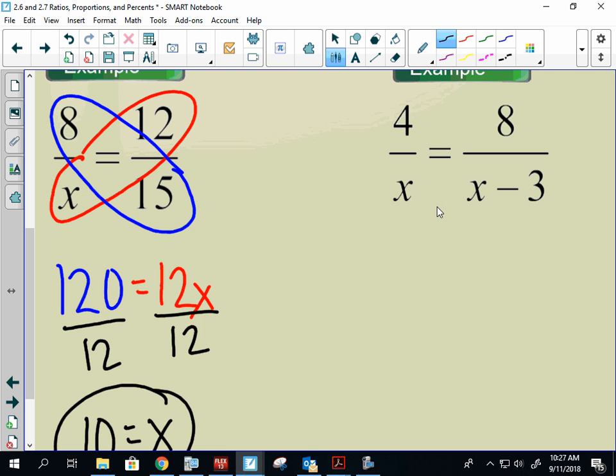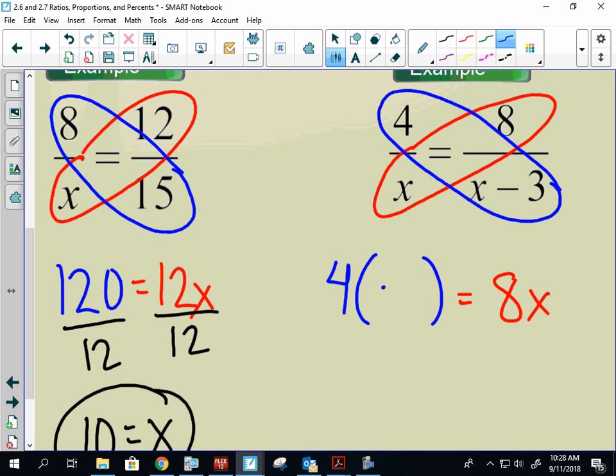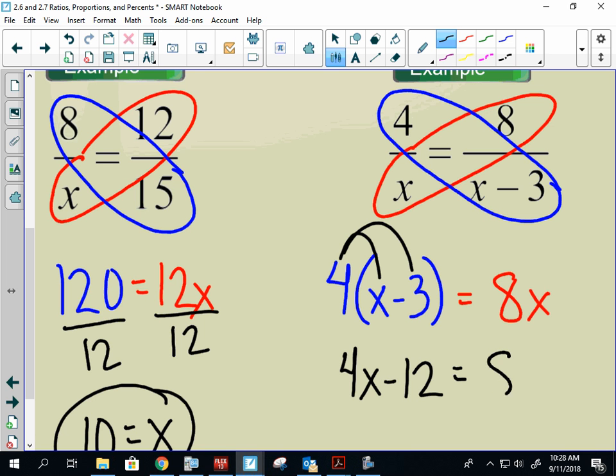If I have this one, this is kind of a more involved one, I can use my cross product property again. How do I undo dividing by x? Well, I'll multiply the x up to the other side and get 8x. How do I undo dividing by x minus 3? Well, I'm going to multiply by x minus 3, and I need to communicate that 4 is multiplying all of x minus 3, so I put parentheses around it. Now I just need to solve. This is why we reviewed solving equations a few days ago. I simplify, which is distribute, so multiply the 4 through, and I get 4x minus 12. 8x is just hanging out.